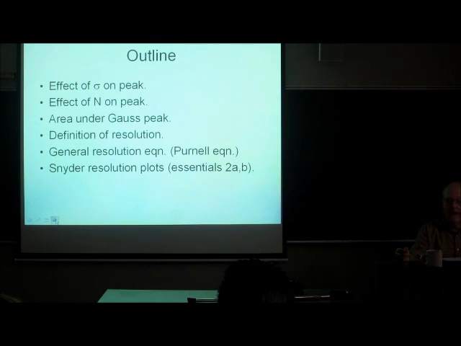We're going to look at the impact of the number of tubes or the number of plates in the column or the Craig machine or whatever you want to call it. Then we're going to look at the area under a single Gaussian peak and understand how that area builds up as you move across a peak. Then we'll get into some basic issues related to resolution.